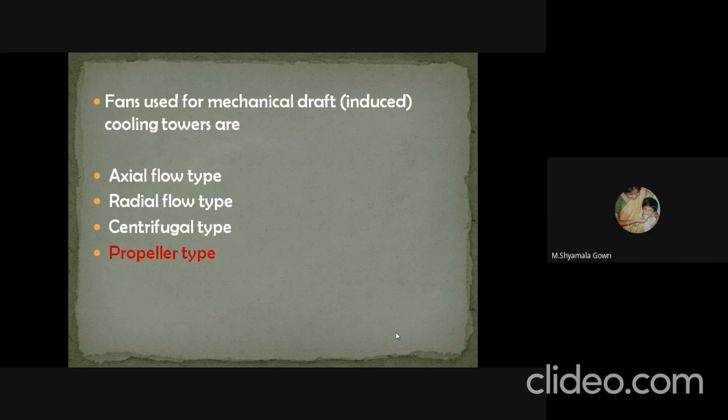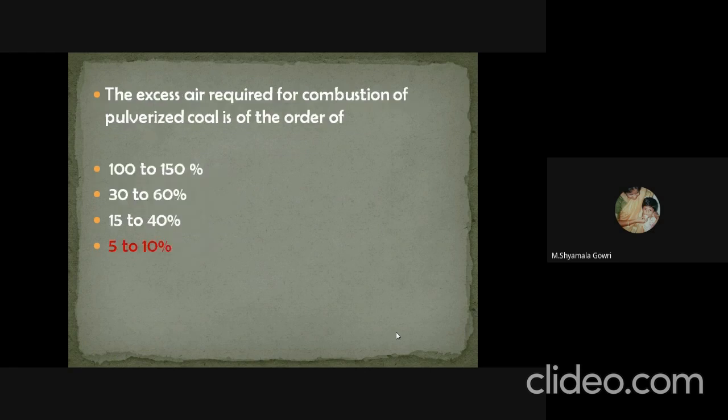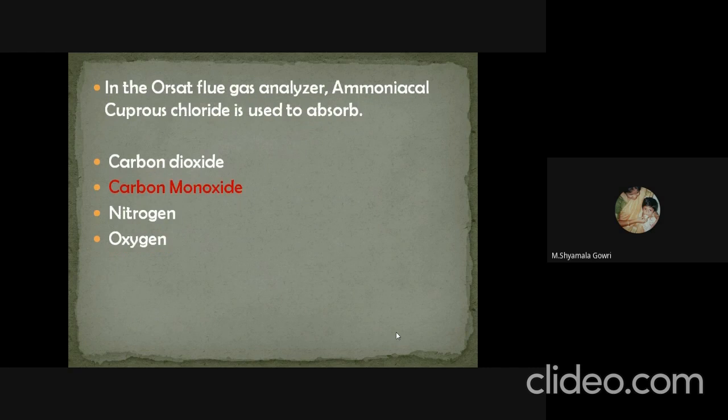Fans used for mechanical draft cooling towers are propeller type. Normally, propeller type fans are used for induced draft cooling towers. The excess air required for combustion of pulverized coal is of the order of 5 to 10%. In the Orsat flue gas analyzer, ammoniacal cuprous chloride is used to absorb carbon monoxide.